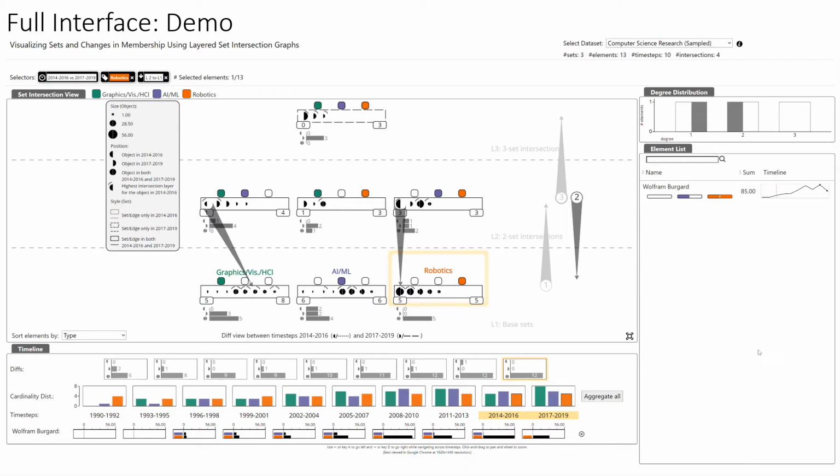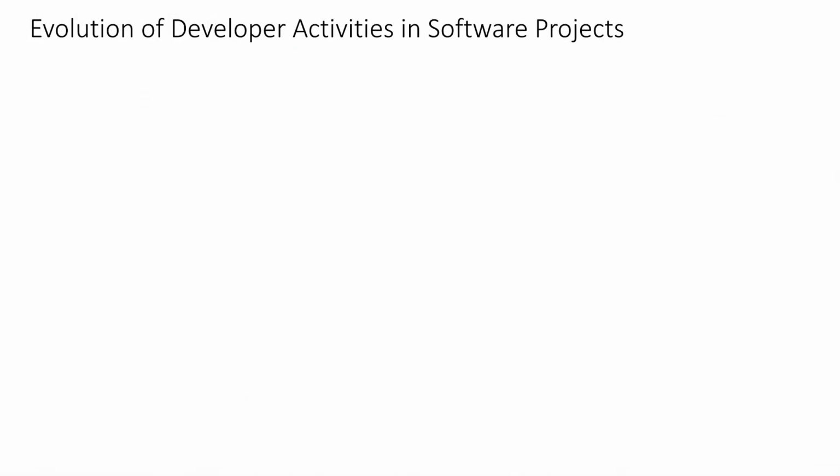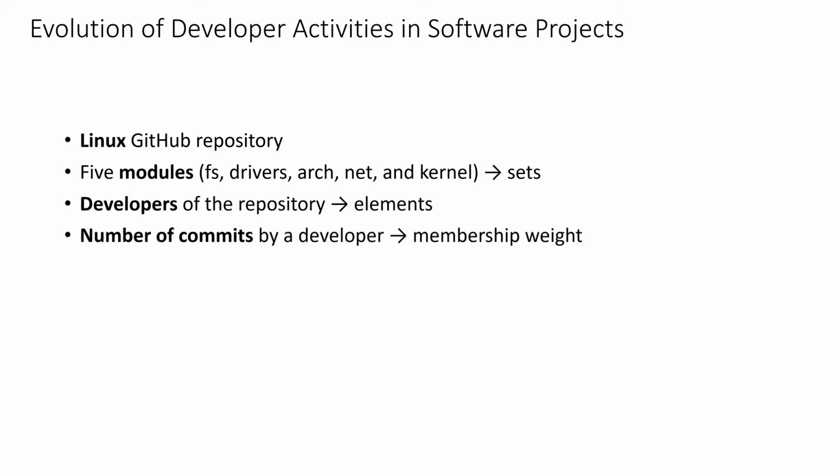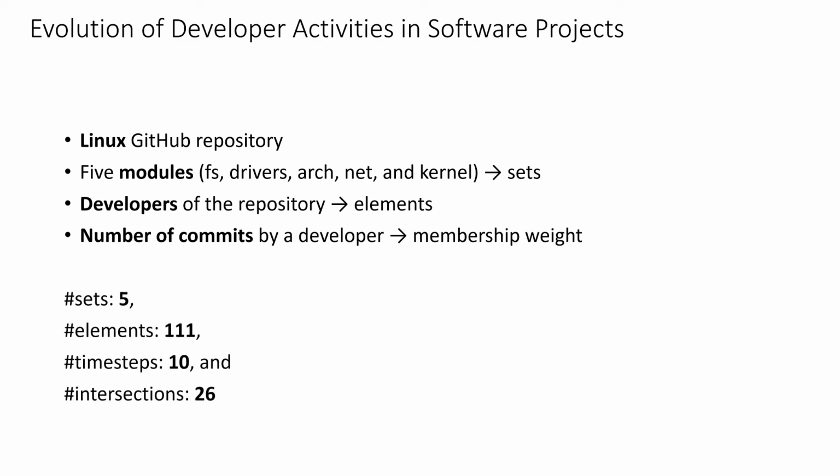Now, let's switch to another application example and discuss the evolution of developer activities in software projects. For this example, we include the dataset of developer activities in the Linux GitHub repository from 2008 until 2017. The 5 modules of the repository, namely file systems, drivers, Arc, Net, and kernel, are modeled as sets, whereas developers contributing to the repository are elements. Number of commits by a developer quantify the membership weight of elements in sets. We filter those developers who made at least 100 commits and get 111 such committers.